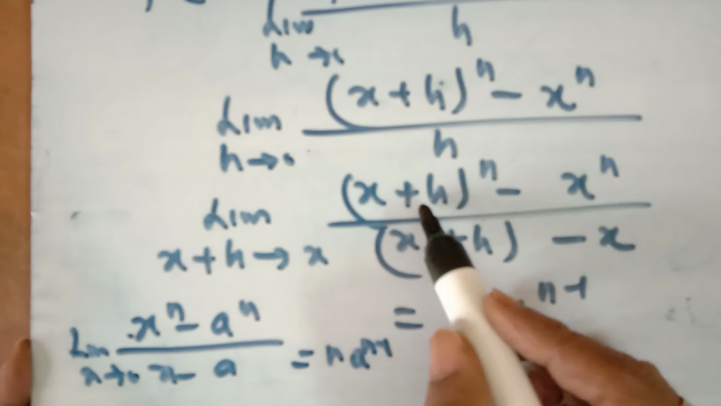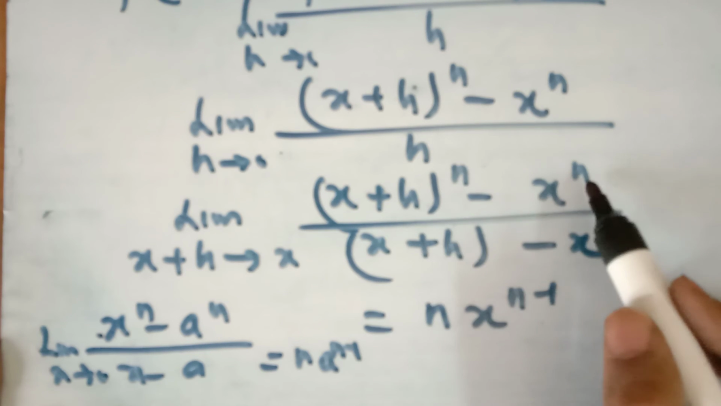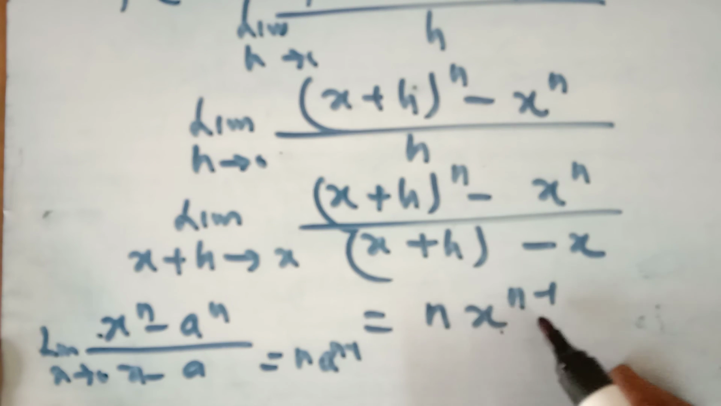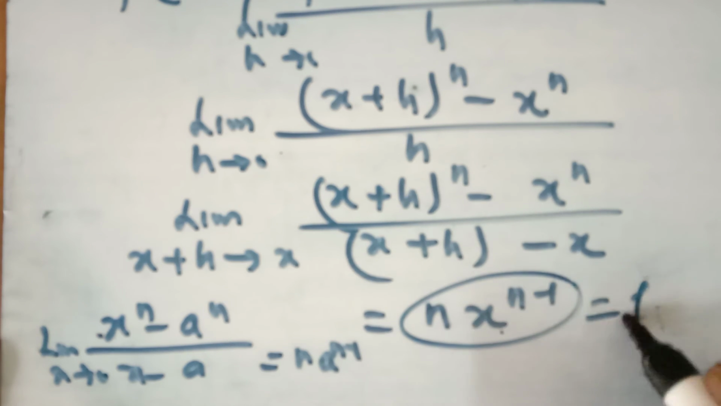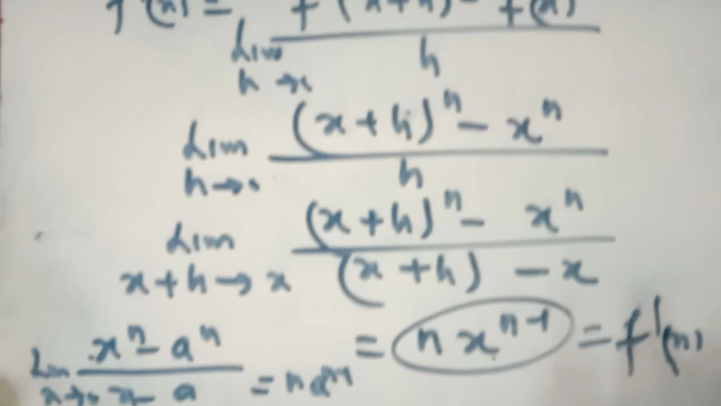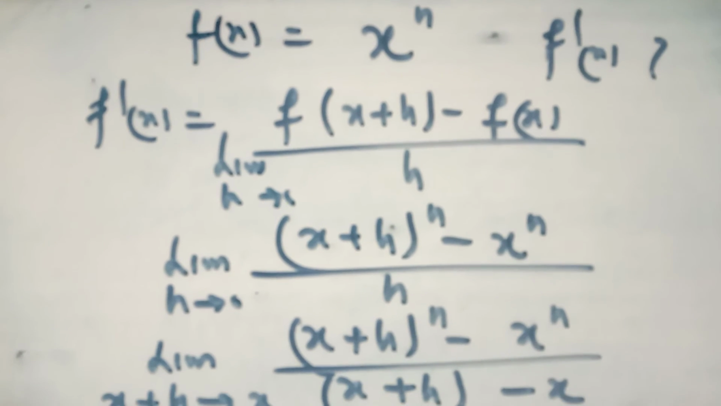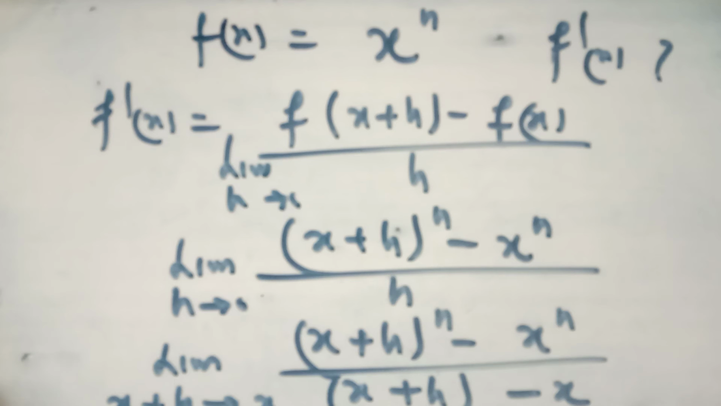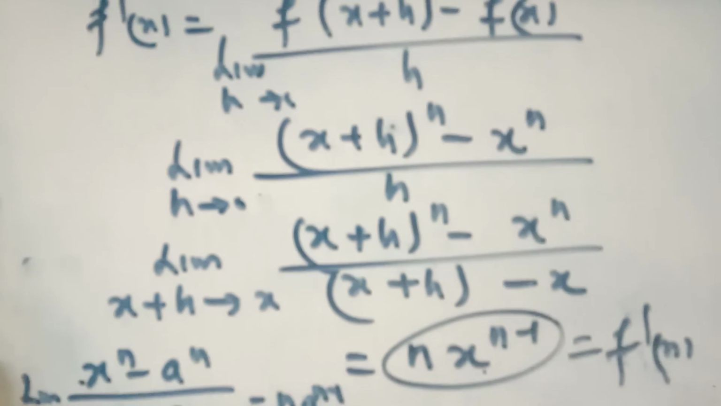So in place of x we have x plus h, in place of a we have x, and in place of n we have n. So n a to the power n minus 1 is the standard form of the limit, and it gives the derivative of the function f(x) equal to x to the power n. You have to learn this formula. This derivation is known as the first principle to find the derivative of the function at a point, or for any real number x. So this is the derivative of x to the power n.